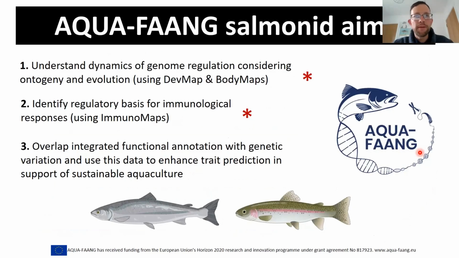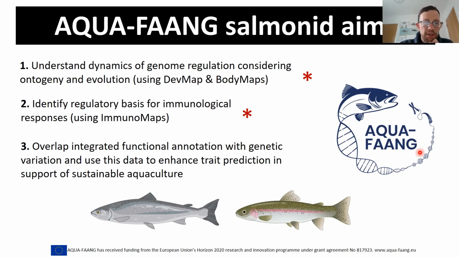So the AQUA-FAANG researchers working on salmonid species have overall got the following aims. The first is to understand how the genome is being regulated from embryo to adult using the DevMap and BodyMap data, and that's being done in a comparative framework, considering both the salmonid species and providing insights into genome evolution. The second major goal is to understand how the genome is being regulated following immunological challenge to pathogen signals. And I'm going to come back to this very briefly at the end of the talk.